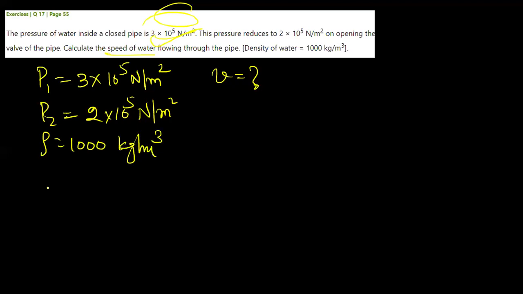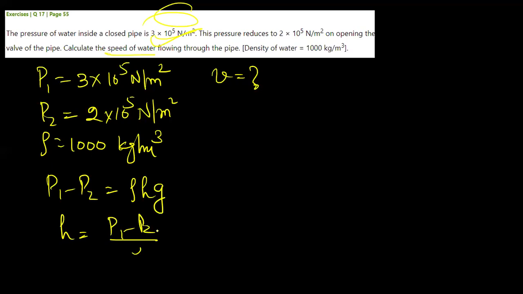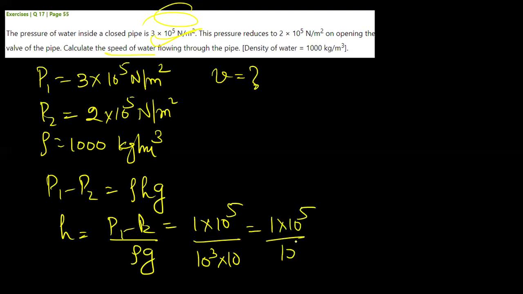So here you will do P1 minus P2. As I told you, if you write P1 minus P2 or P2 minus P1, it will not make much effect. So that will be equal to rho g H. So H will be equal to P1 minus P2 upon rho g. So when you solve this, you get the value as P1 minus P2 will be 1 into 10 raised to 5 divided by 10 raised to 3 into 10. So that will be 1 into 10 raised to 5 divided by 10 raised to 4. So this will be just 10 meters.